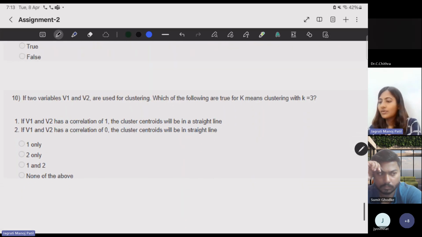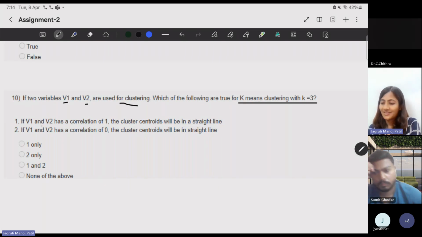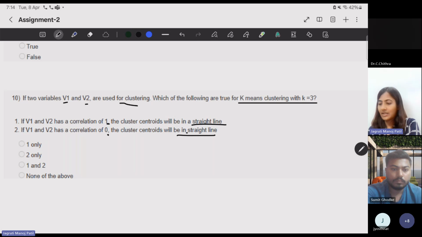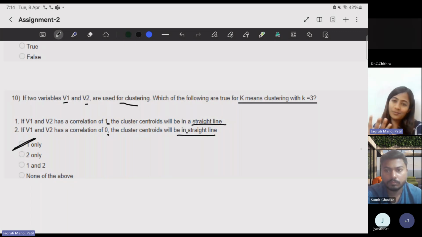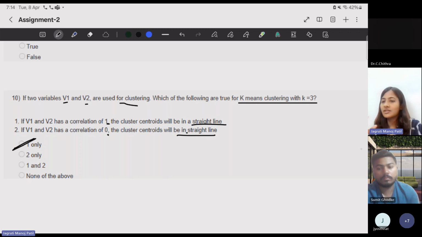Another one. If two variables v1 and v2 are used for clustering, which of the following are true for k-means with k equals 3? Okay, this is very good. If v1 and v2 have a correlation of 1, your centroids would be in a straight line. Or if they have a correlation of 0, they would be in a straight line. So what does a correlation of 1 suggest? 1 only, ma'am. Yes, exactly. If your correlation is 1, your data set is following one particular specific trend. If that trend is linear, it would be a straight line. Now, if it's 0, how would it be true? Because if the correlation is 0, there's no specific relationship or similarity between your two data sets. That is why it won't be in a straight line. Okay.